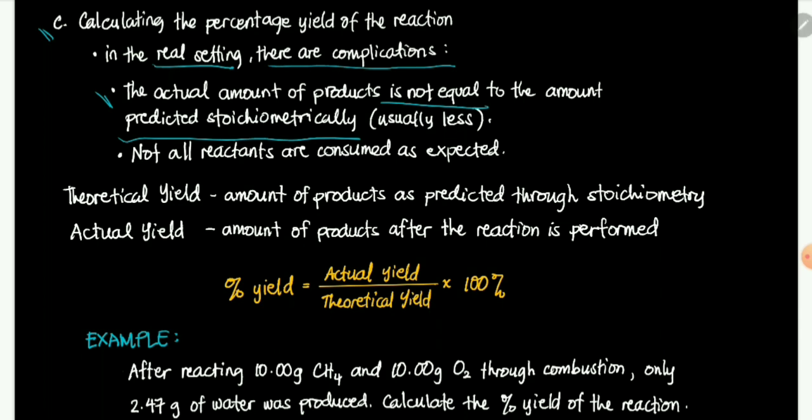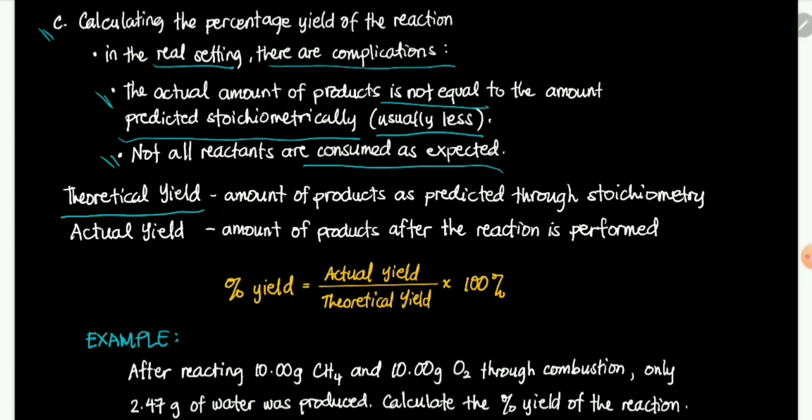In the real setting, bibihira ang magkaroon ng ganong reactions. Okay? So, the yield is usually less. Mas konti yung naproduce nating product kaysa dun sa ating ine-expect na amount. Okay? So, also, not all reactants are consumed as expected. So, kahit yung limiting reactants, minsan hindi siya nauubos due to the factors, of course, that may affect the chemical reaction itself. Okay? So, we have some terms.